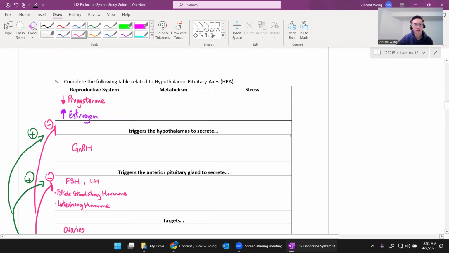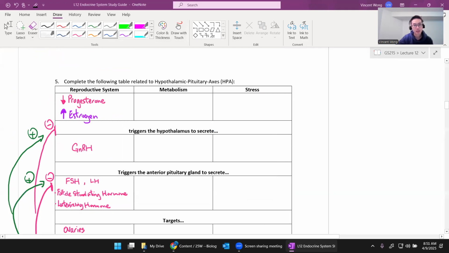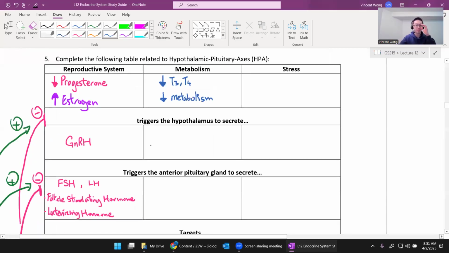Let's go through another path here for metabolism. The colors don't mean much, I'm just switching them around. Okay. So for metabolism, the trigger is a drop in T3, T4, or a drop in metabolism. That's going to release the brakes, right? It's going to take away the negative feedback.